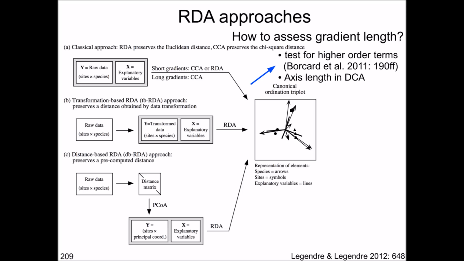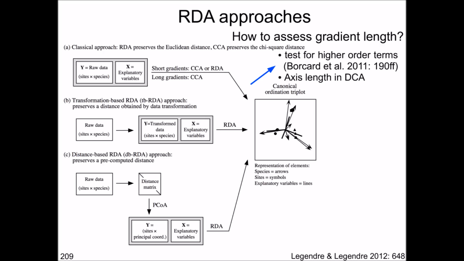Another approach is to use transformation-based RDA. That means you transform the species data, for example, using the Hellinger transformation. This is often done to bring species data into a linear form. This is discussed in this paper that was provided in the notes to the slide.